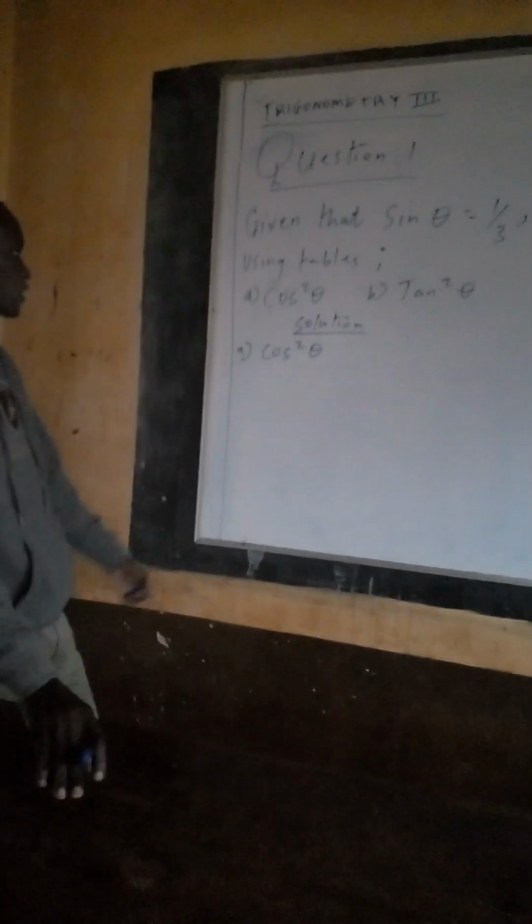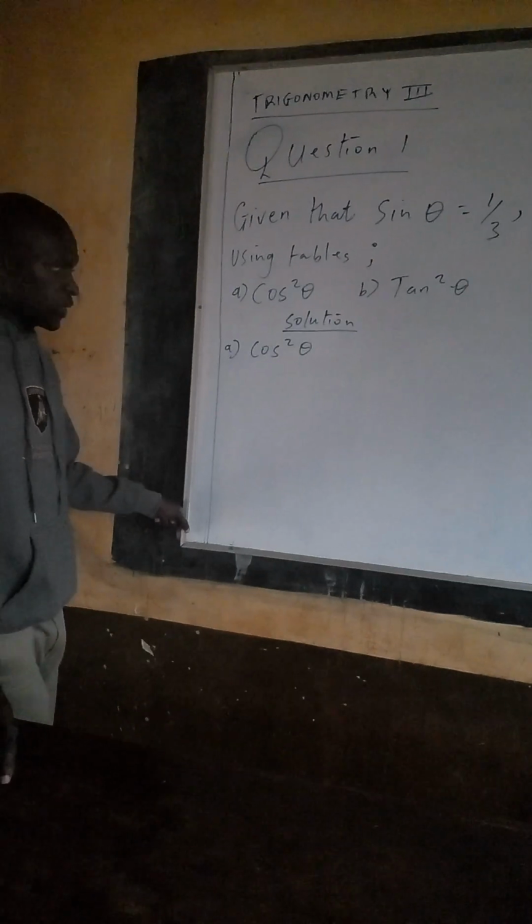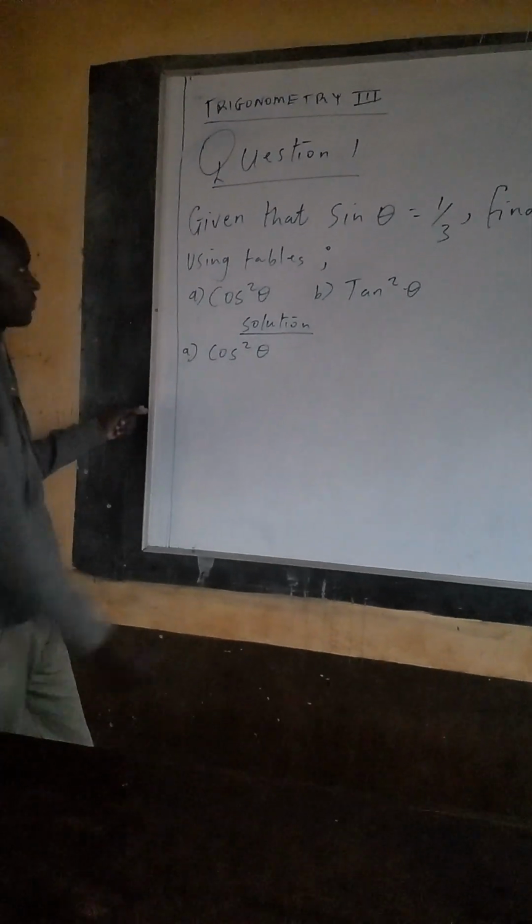Today we shall look at trigonometry. Let's look at the first question. The first question is: given that sine theta is equal to 1 over 3, find without using tables A, cos squared theta, then B, tan squared theta. So let's begin with the first one, cos squared theta.